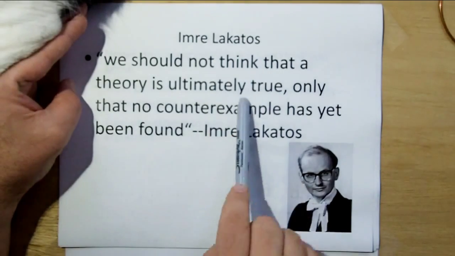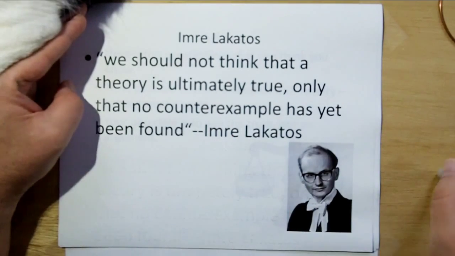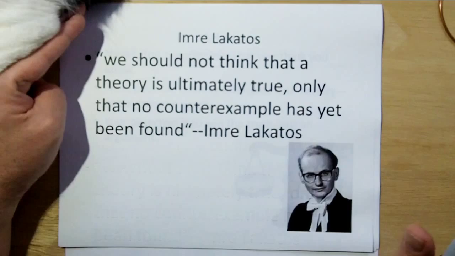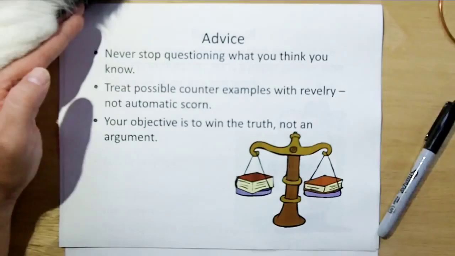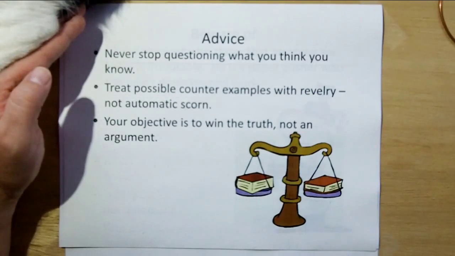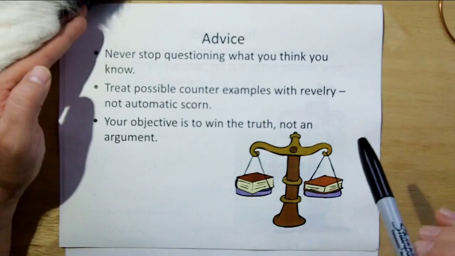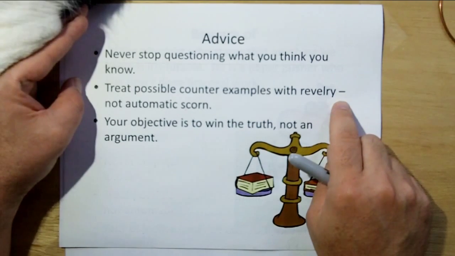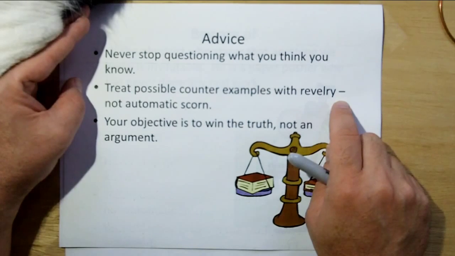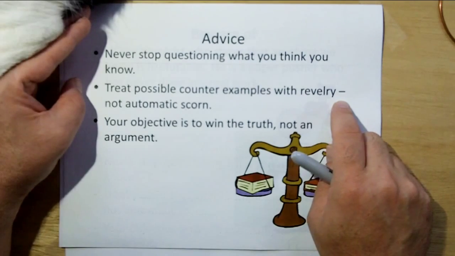Imre Lakatos said we should not think that a theory is ultimately true, only that no counterexample has yet been found. So my advice is never stop questioning what you think you know. Treat possible counterexamples with reverence, not automatic scorn. If somebody can prove that what we've known for 200, 300, 10,000 years is wrong, that's great, because that's the way we can evolve. That's when we can go forward and come up with better and newer theories that get us closer to the truth.